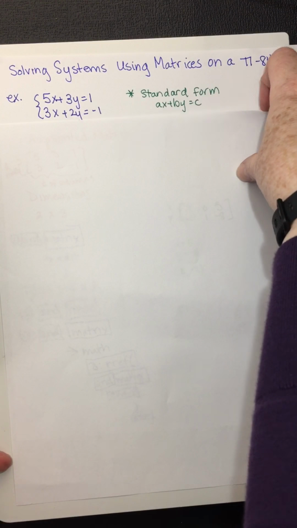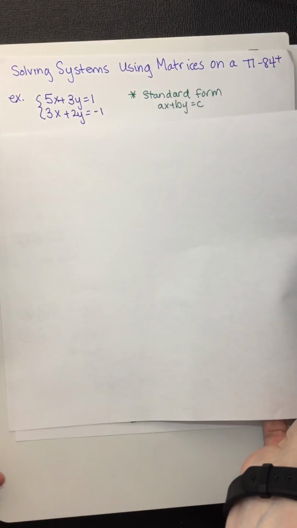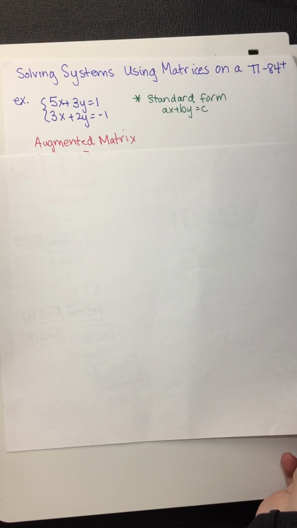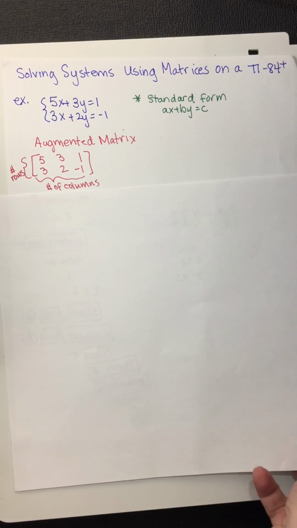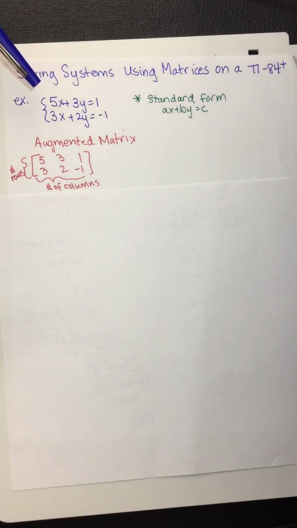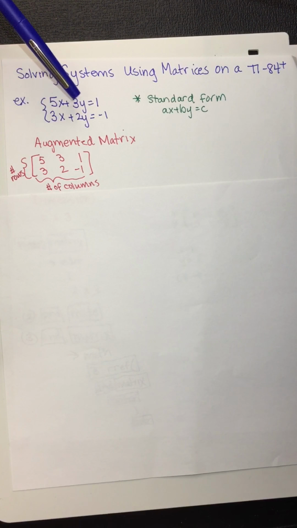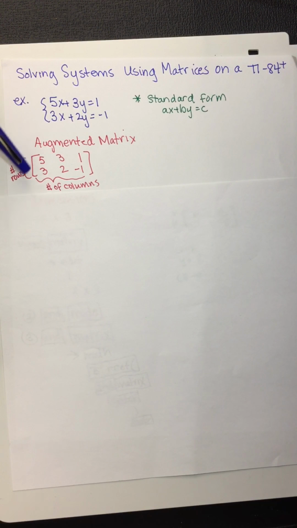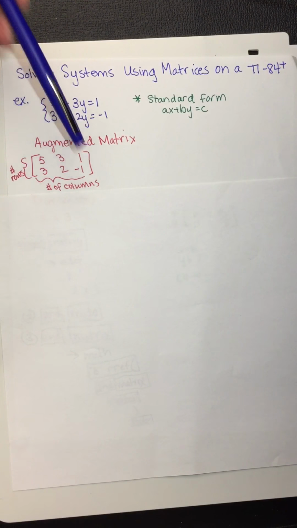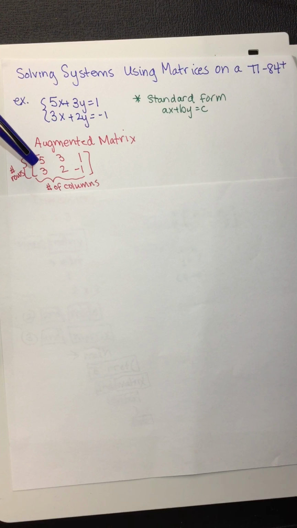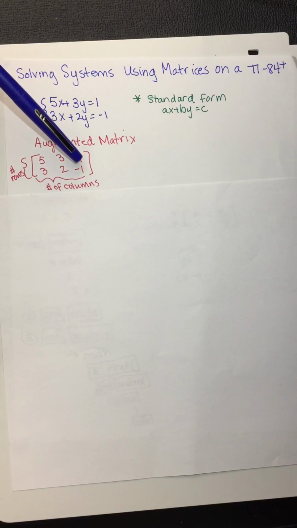Okay, once we have our equations in standard form, we can set up our augmented matrix. For our system, our matrix has the numbers from the system: 5, 3, 1, 3, 2, -1. These are the coefficients of x, of y, and the right-hand sides. All matrices have rows, and our matrix has two rows, one for each equation. And our matrix has three columns, 1, 2, 3. One for the x's, one for the y's, one for the right-hand side.